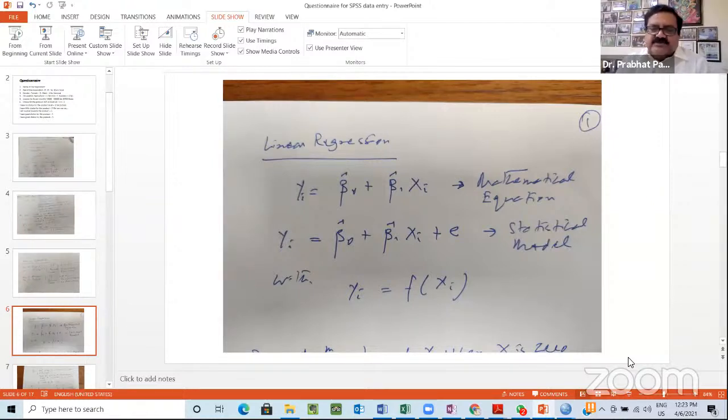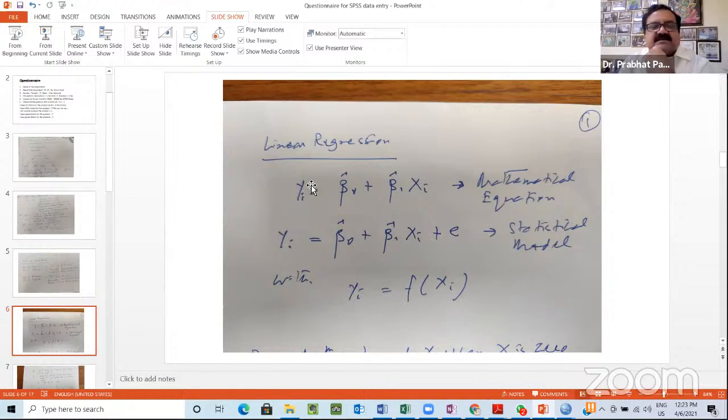So what we actually measure in social science is the statistical model and not the mathematical model. The difference between the mathematical model and the statistical model is this factor e. And what does it say? It says that in the mathematical model, the conceptualization is that y is a function of x. In the first equation, y is a function of x.